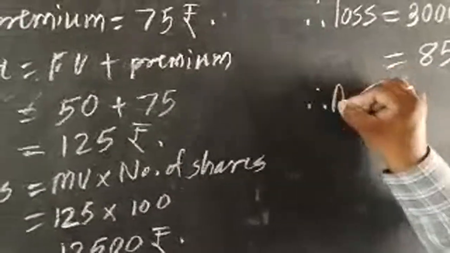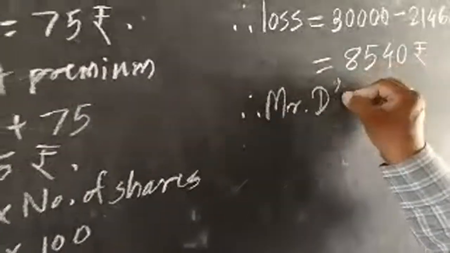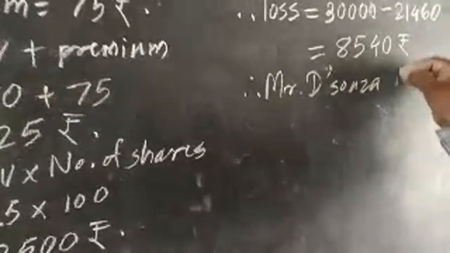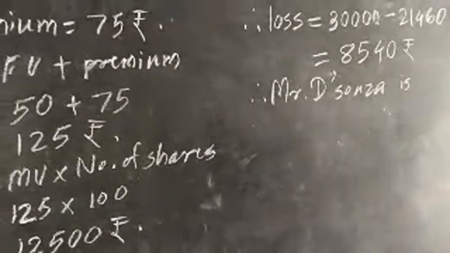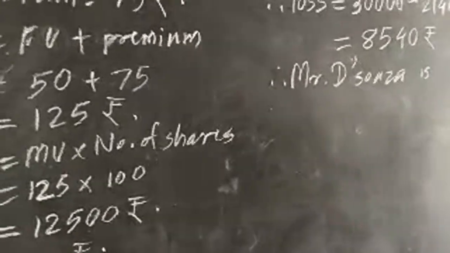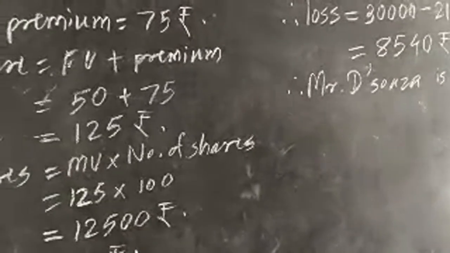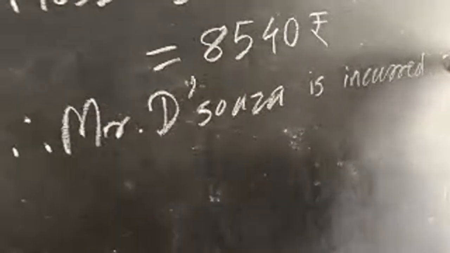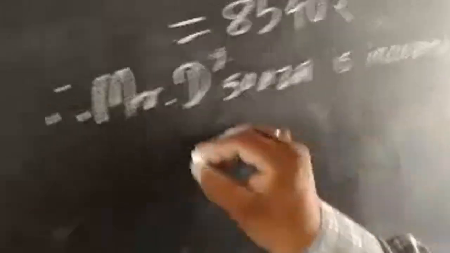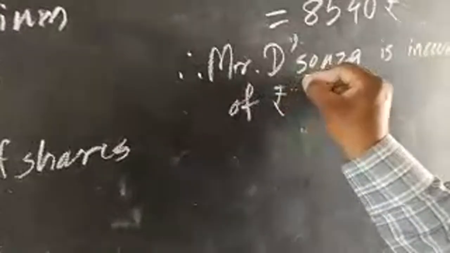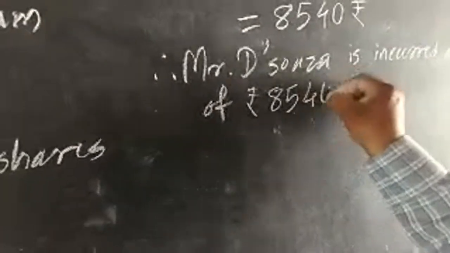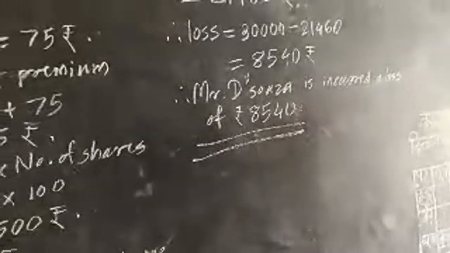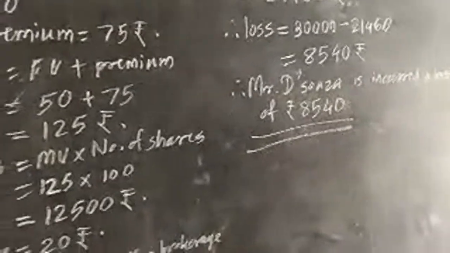Therefore, Mr. D'Souza, what is the question asking? Mr. D'Souza incurred a loss of rupees 8,540. This is the method of solution. Is there any difficulty? Write down.